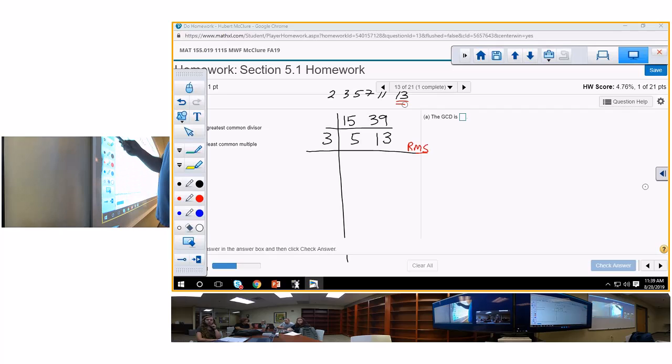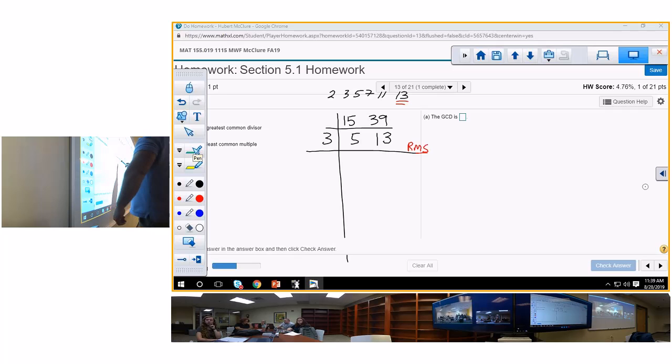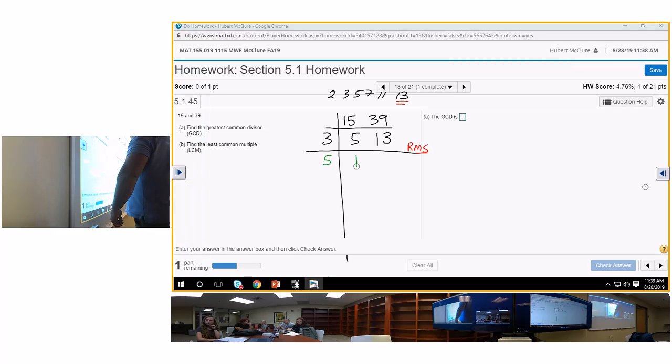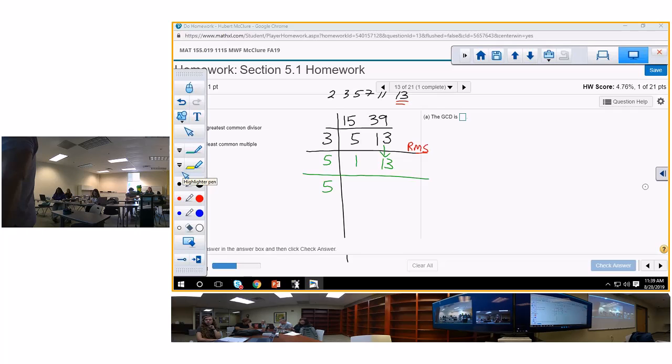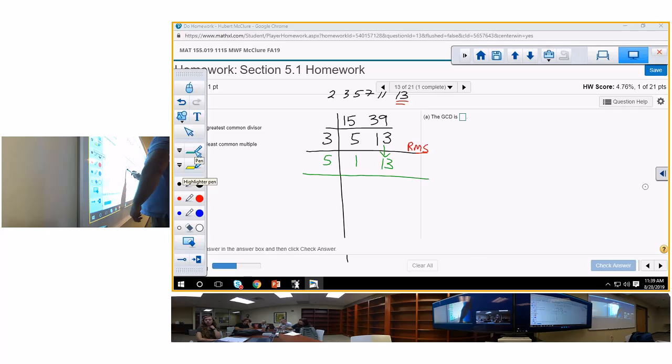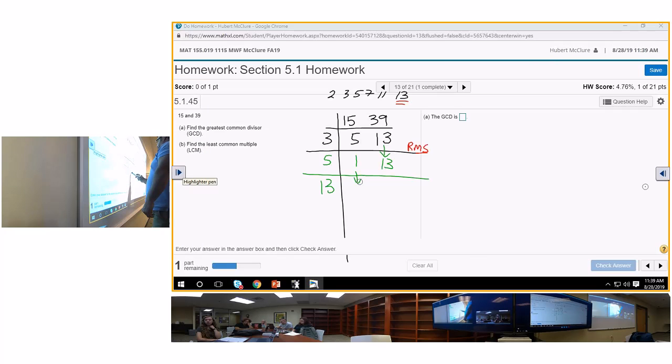So at that point, we're going to make ones now. So I'm going to use a different color, and I'm going to divide by 5. That's a 1, and that comes down. Then I'm going to divide by 13. And when I divide by 13, I get 1 and 1. And there's my 1s. It's the second number.